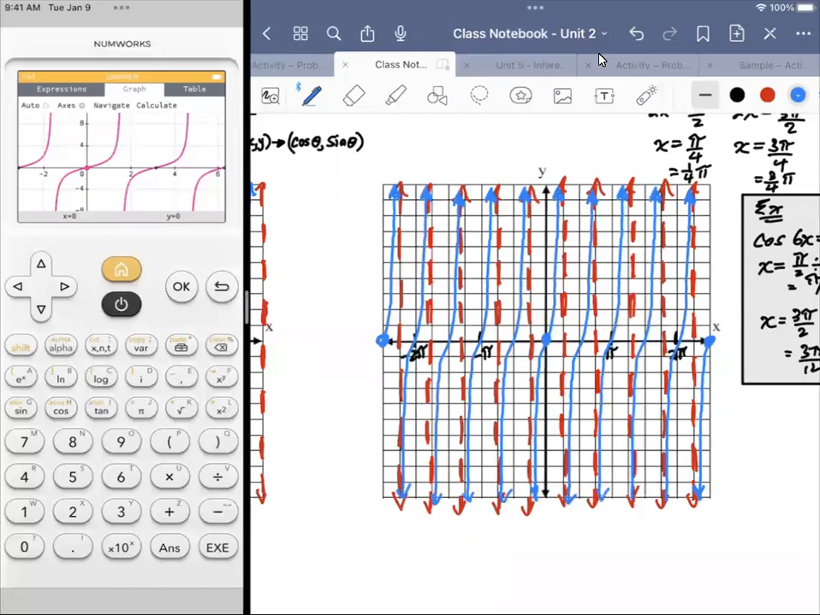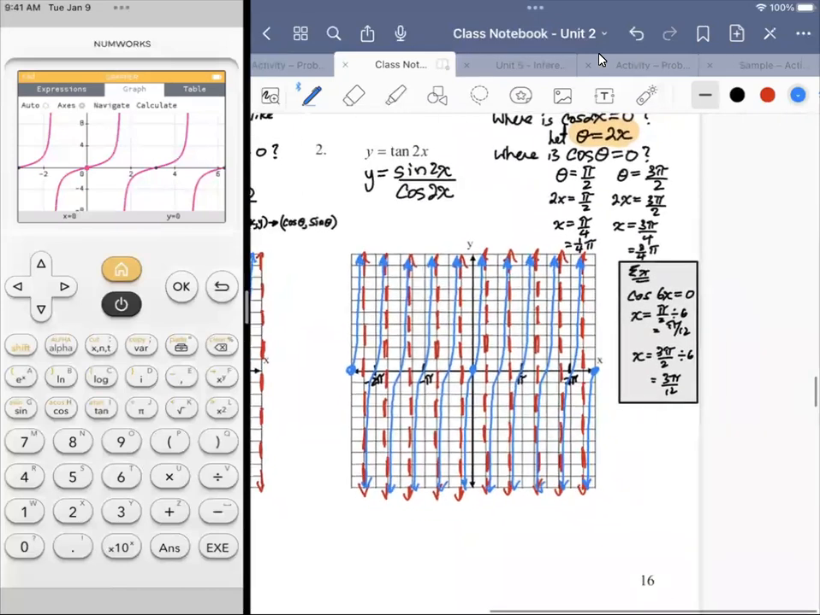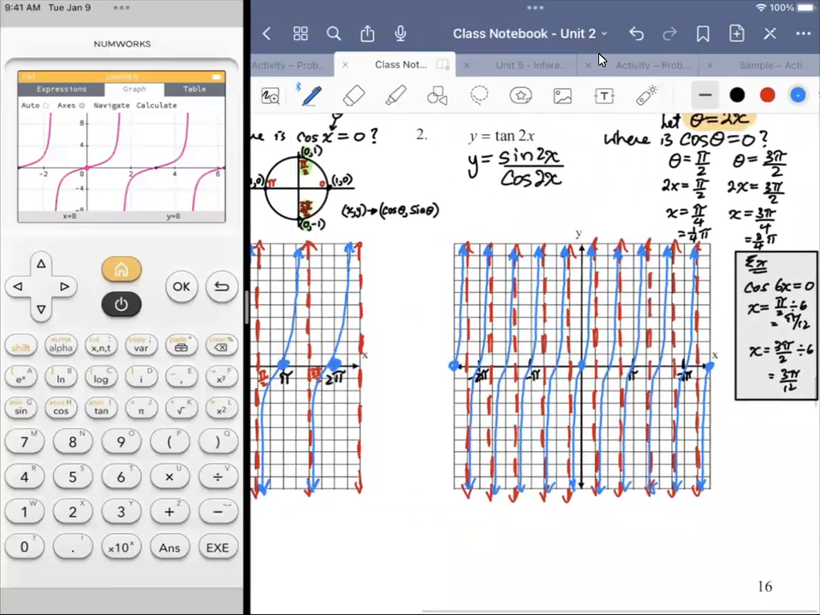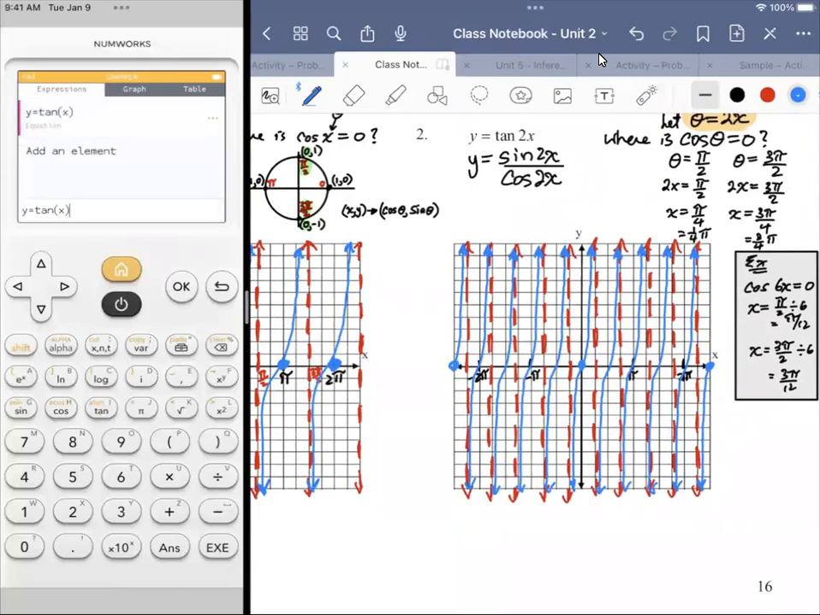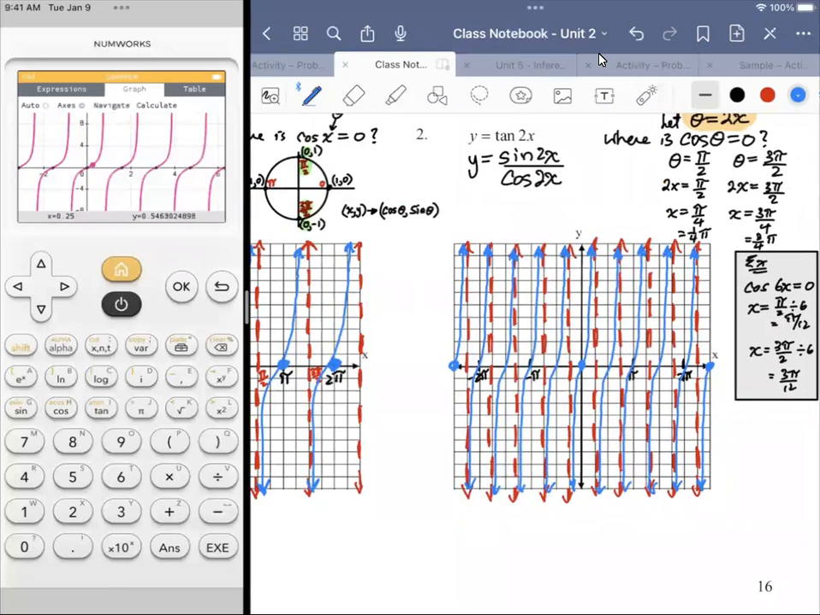Although it's so compressed now that it's hard to tell if they're even there or not. All right, but that is the tangent of 2x function. And again, in your calculator, put in a 2 in front of the x, graph it. You see there's more of them.